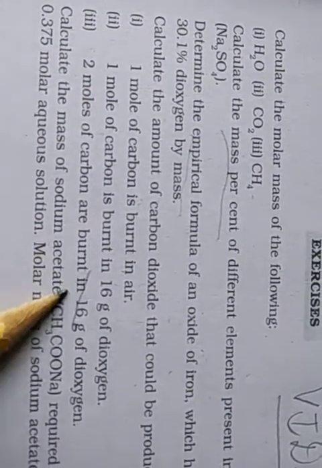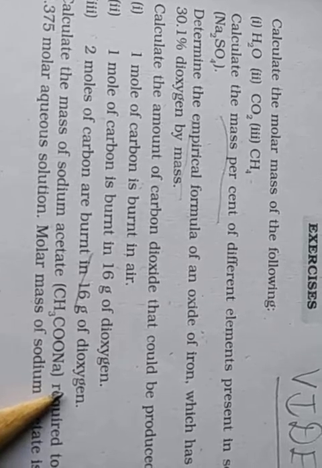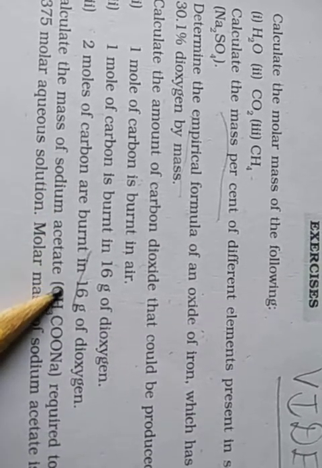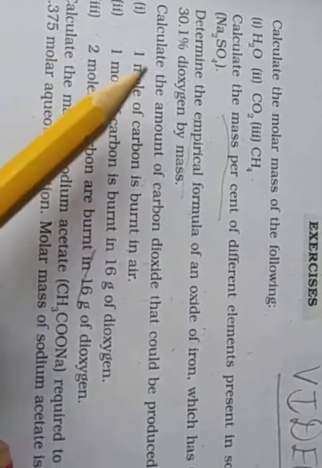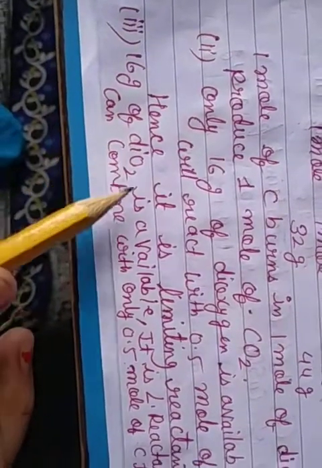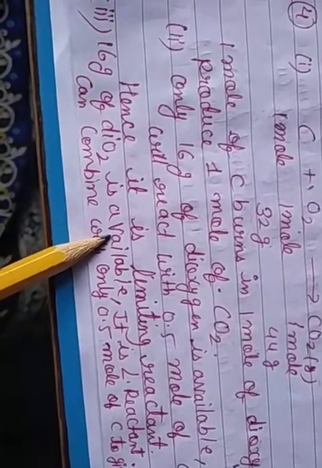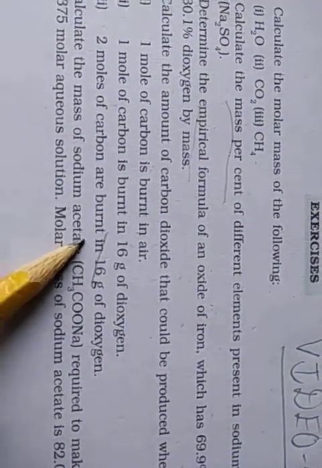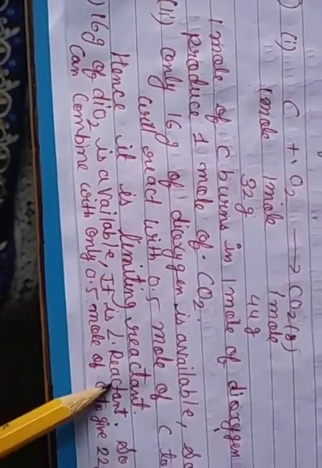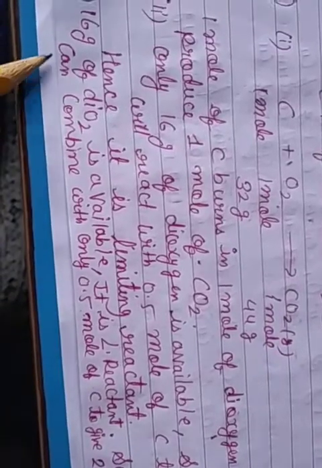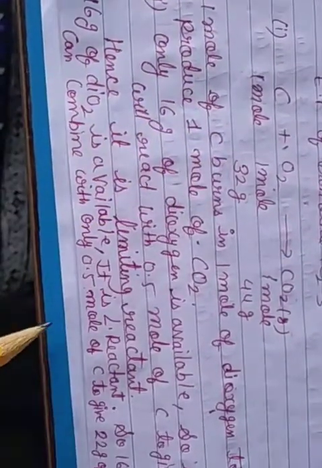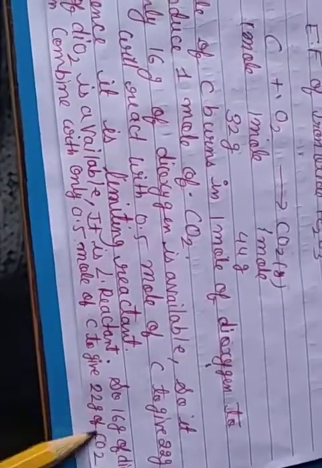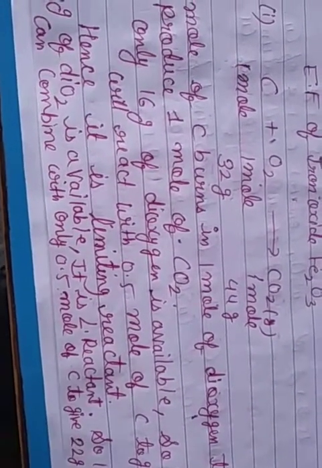Third one: 2 moles of carbon are burnt in 16 gram of dioxygen. That means double the amount of carbon, but here 16 gram of dioxygen is available. Because the question says 2 moles of carbon are burnt but with 16 gram of dioxygen, so 16 gram of dioxygen available is the limiting reactant. So 16 gram of dioxygen can combine with only 0.5 mole of carbon to give 22 gram of CO2. Okay, clear?